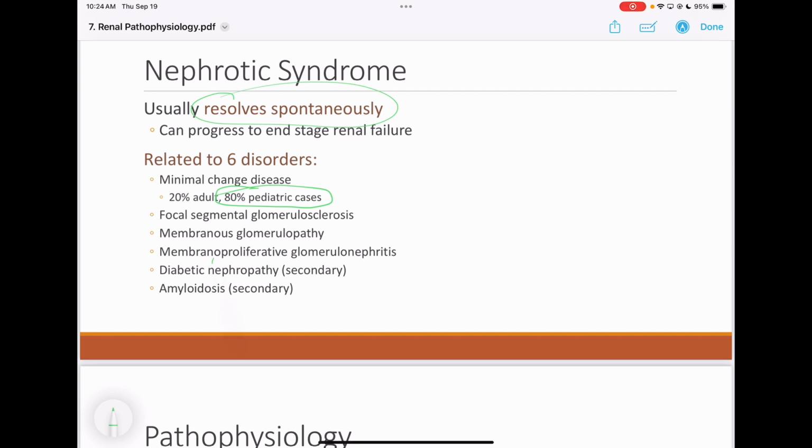These are secondary because they're due to systemic causes. So like diabetes is a disease that affects the kidneys. So the nephrotic syndrome will be secondary to the diabetes. That makes sense? They would not have nephrotic syndrome if they didn't have diabetes first. That caused that to happen.